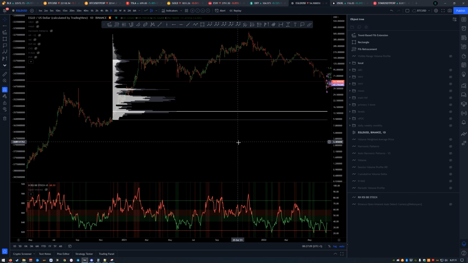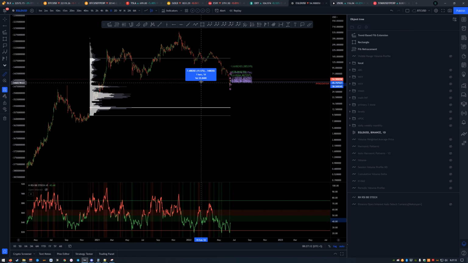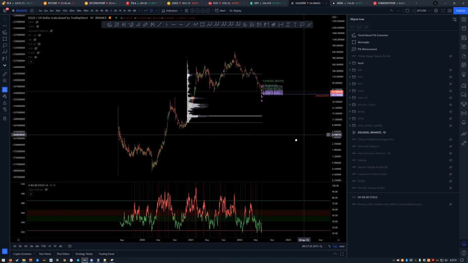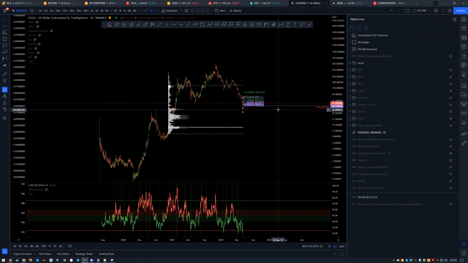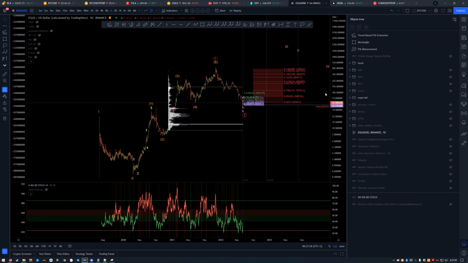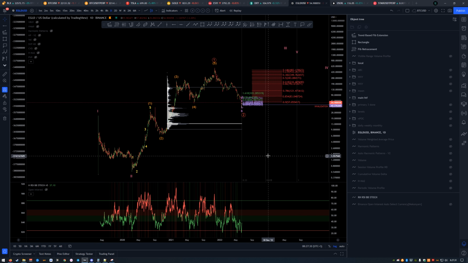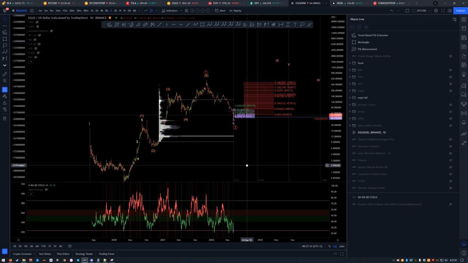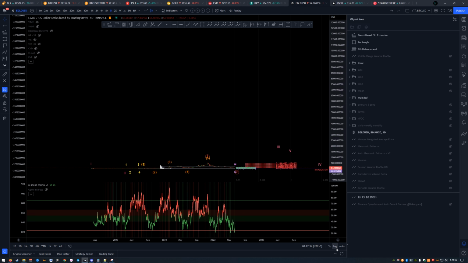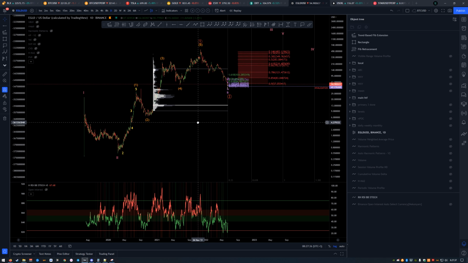So we have just done this move here. And if you're not dollar cost averaging into this just because we have already moved 41%, and that goes against your beliefs in higher degree, I don't know what to say. If we are still looking into this possibility of being a 1-2, 1-2, then we are off to the moon, really. But I think that's pretty much everything I wanted to share today on ELROND.